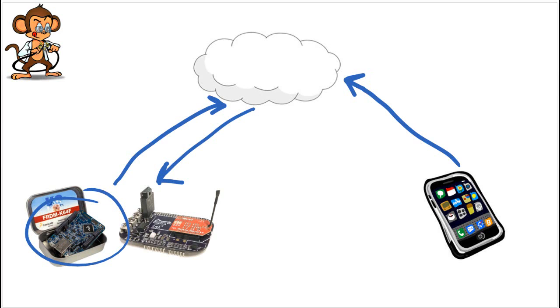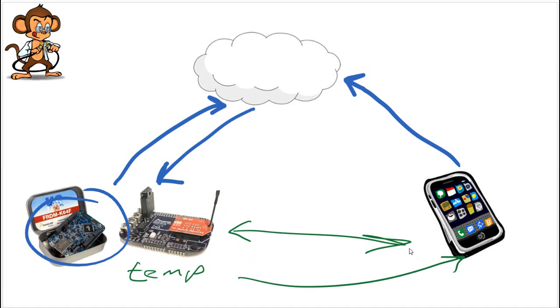We want kind of this continuous stream of data between the two, where, for example, the K64F could send temperature back to the phone. And the phone could also send control signals over to here and go both ways. And we want this concept of a persistent connection.